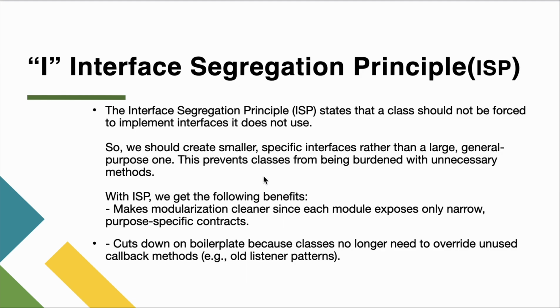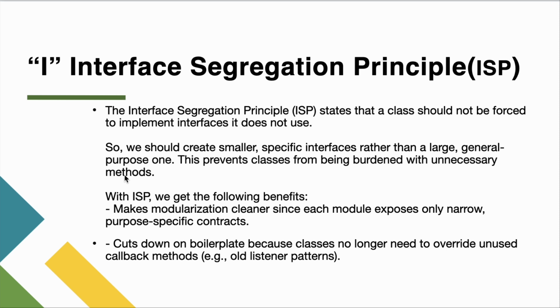Now coming to the fourth principle, that is the interface segregation principle, also known as ISP. The definition says that a class should not be forced to implement interfaces it does not use. So we should create smaller specific interfaces rather than a large general-purpose one. This prevents classes from being burdened with unnecessary methods.